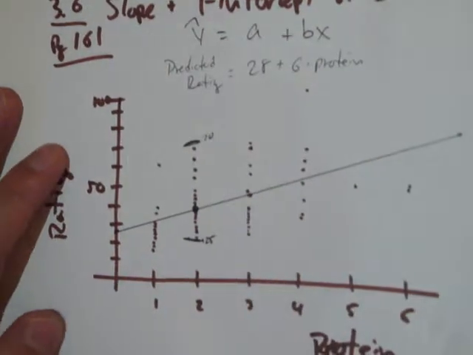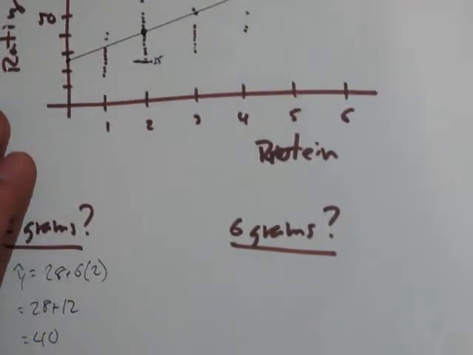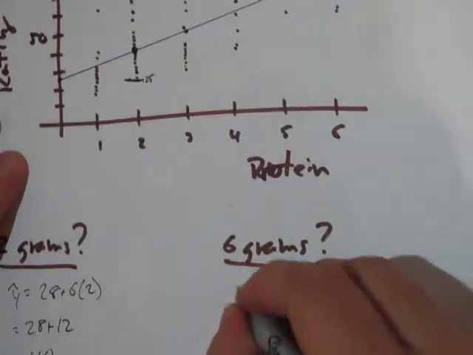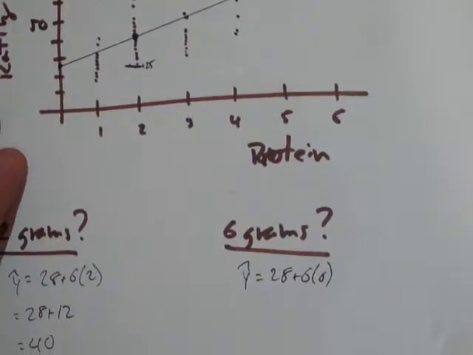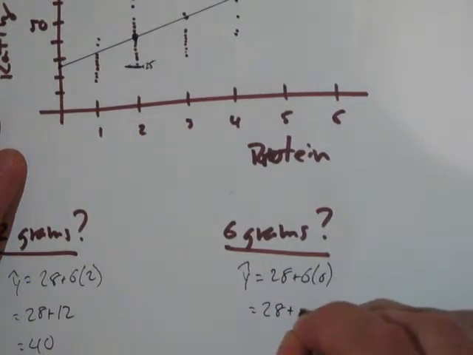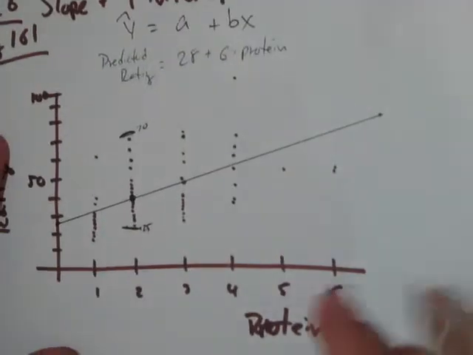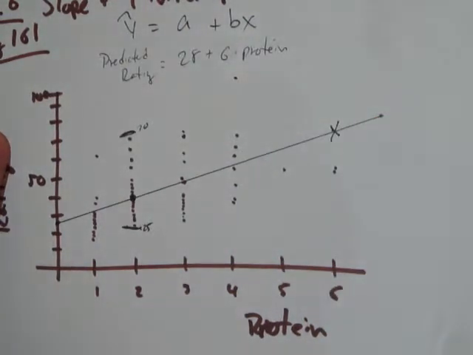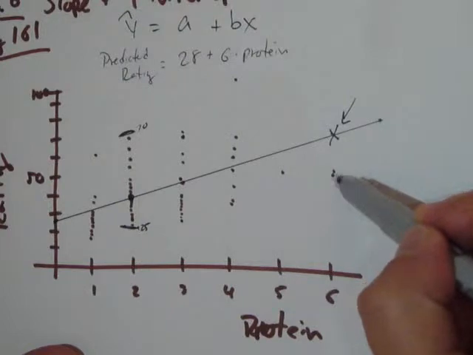Now something else that happens: what if a cereal has 6 grams? If it had 6 grams, we would predict it would be right here. So let's plug in 6. Y hat equals 28 plus 6 times 6. That's 28 plus 36, so that's 64. If you look at 6, it's this point on the line. It's always a point on the line when we plug it in. And there actually were some cereals that had 6 grams of protein, 2 of them right here.